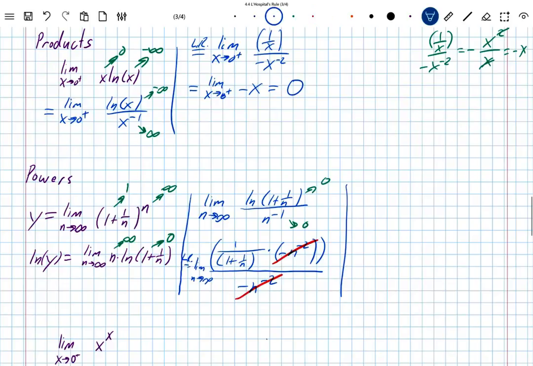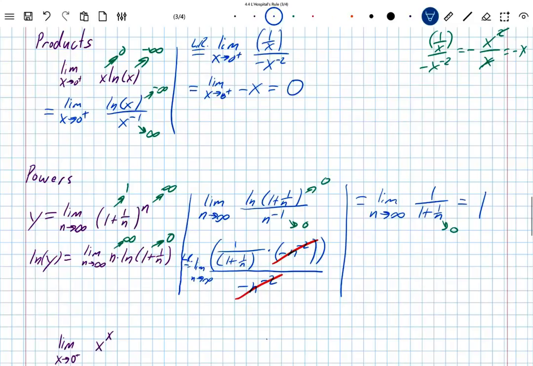So this whole thing is going to equal the limit as n goes to infinity of 1 over 1 plus 1 over n. Great. Now what happens? Well, this little 1 over n is going to 0. What am I left with? This whole thing is going to be a 1.